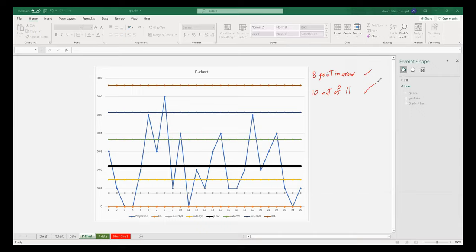12 of 14 consecutive points above or below the center line. Yeah, okay, 12 out of 14 consecutive points. These are all consecutive. So we have to choose a window of 14 and 12 of them should be on one side. The only place that I see a possibility is this set from here to here. 1, 2, 3, 4, 5, 6, 7, 8, 9, 10. No, even in this one, more than three are on the other side. So no, that is also fine.